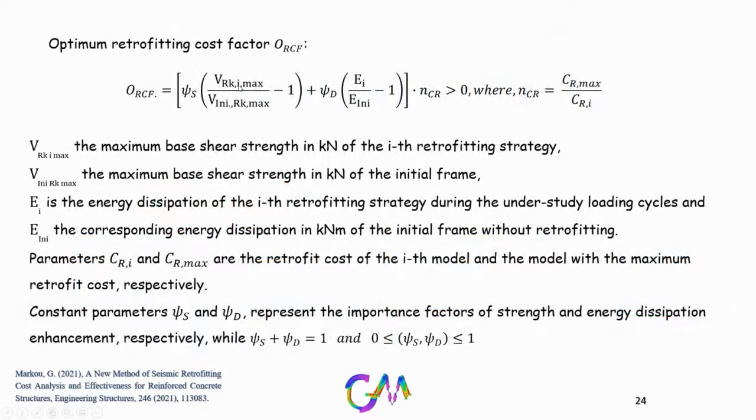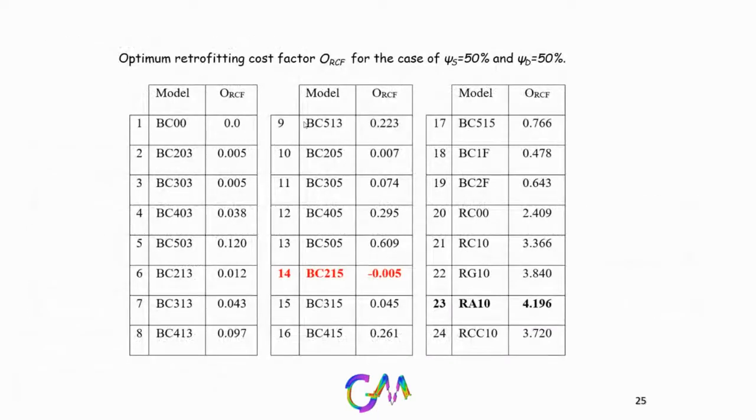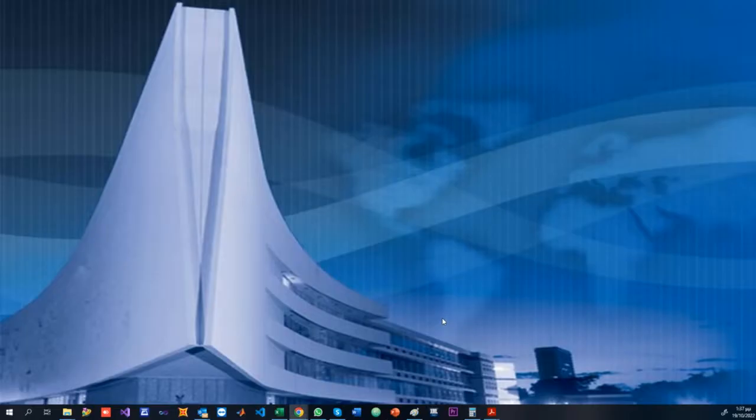So this is the optimum retrofitting cost factor that I've developed through this research work. And I also recommended some cost parameters, which represent the importance factor of strength and energy dissipation. What we're interested in more: increasing the energy dissipation or the strength of the structure. And then eventually you end up getting a value which will tell you which is the optimum approach to proceed with. So as you can see here, the model which assumes and foresees the use of aramide.